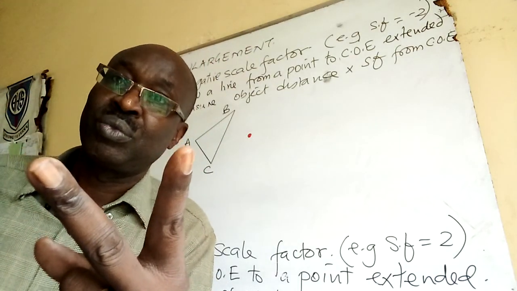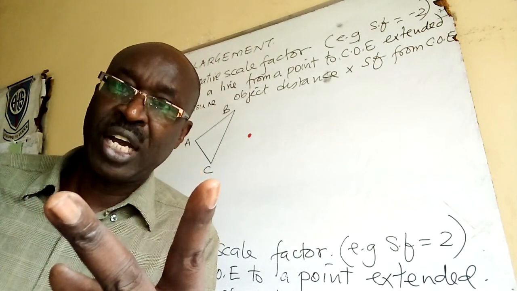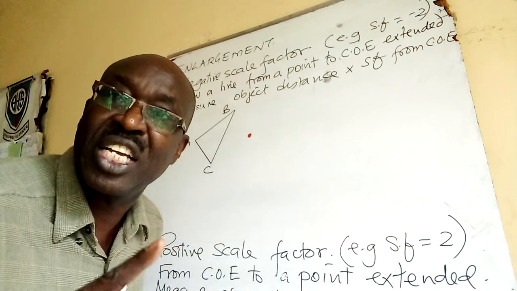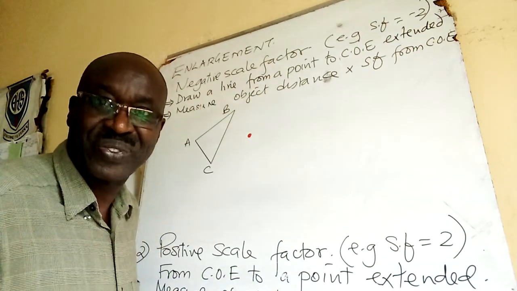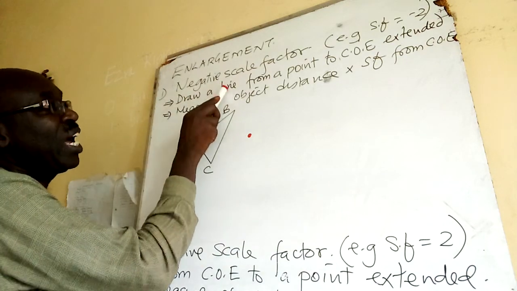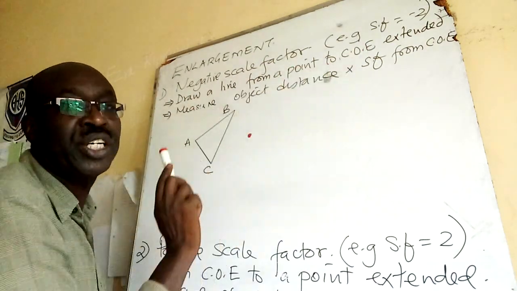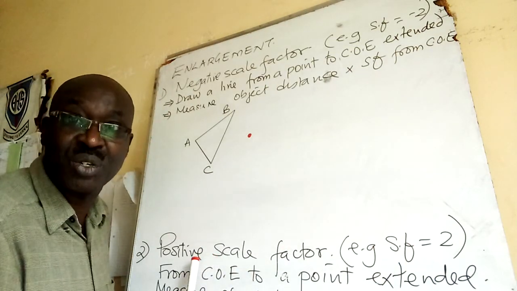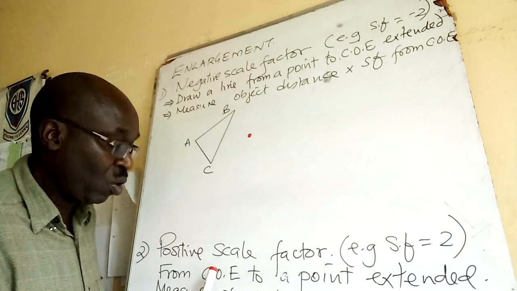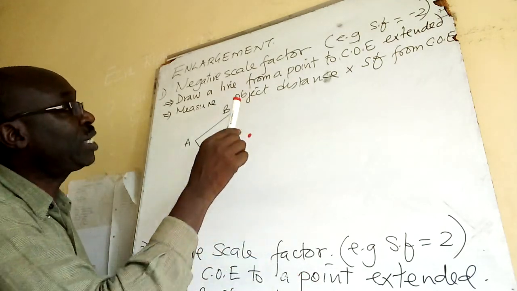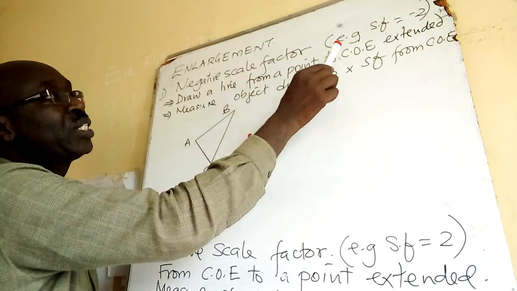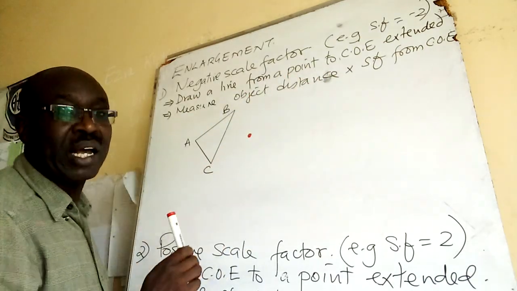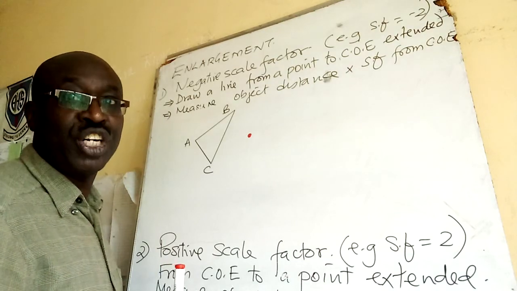It has 2 aspects. Okay? It has direction and it has magnitude. So the negative is reverse, opposite. What is the opposite? Draw a line from a point to C.O.E. In positive scale factor, if you can see it, I've maintained this line so that you see, C.O.E. to a point. But now we are doing from a point to C.O.E. extended.